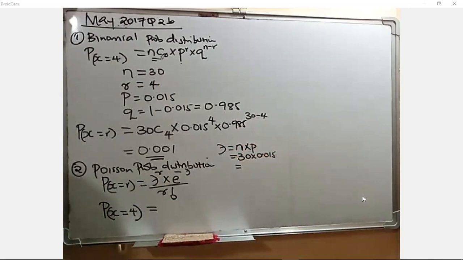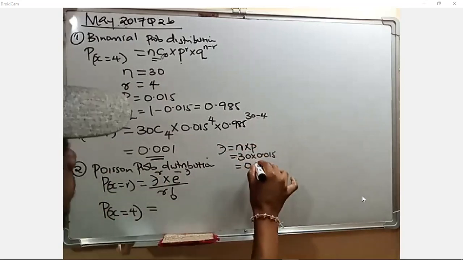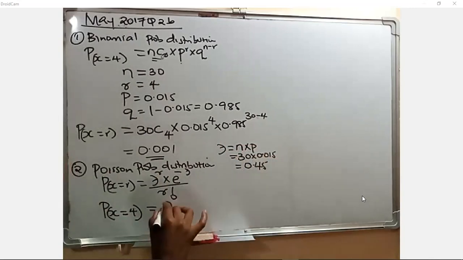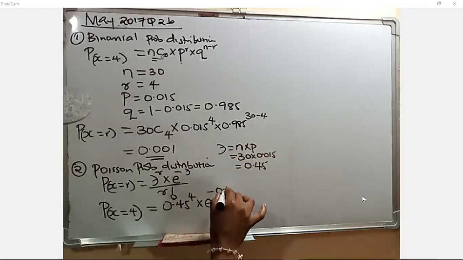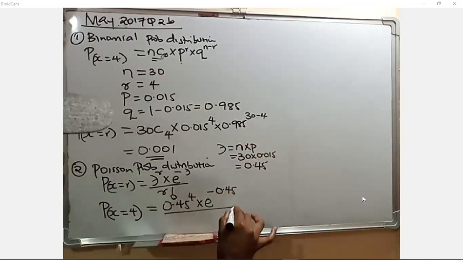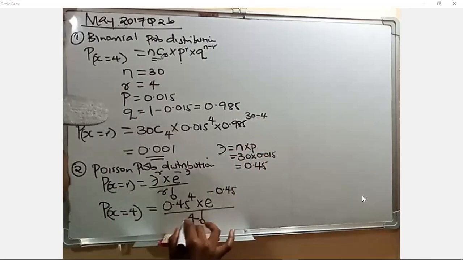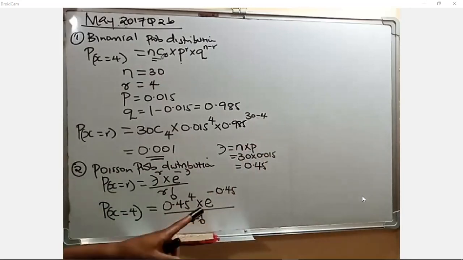So 30 times 0.015, we get 0.45. So here I just say 0.45 raised to power r, which is 4, times exponential raised to power negative 0.45, then you divide by 4 factorial. All of these values exist in your calculator.